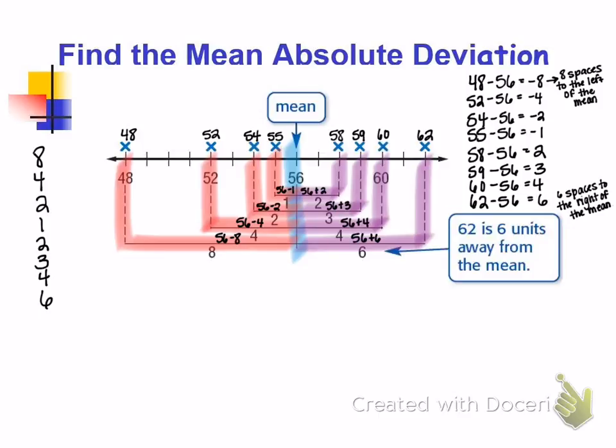Now you have to find the mean of these numbers. When you add all of the positive values of the deviations, you come up with a sum of 30. If you divide that by the 8 numbers that created that 30, then you would have a mean absolute deviation of 3.75. That means that on average, each data point changes from the mean by about 3.75 spaces. That is the average deviation from the mean.